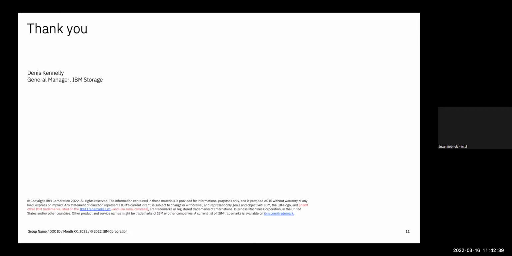Great. Next question. Has IBM Cloud adopted DPU technology as part of their cloud infrastructure? If so, do you think this approach will work well for private clouds as well?